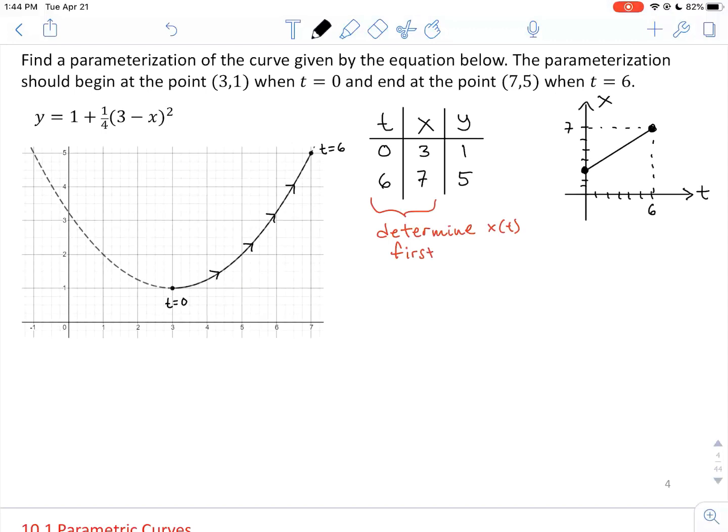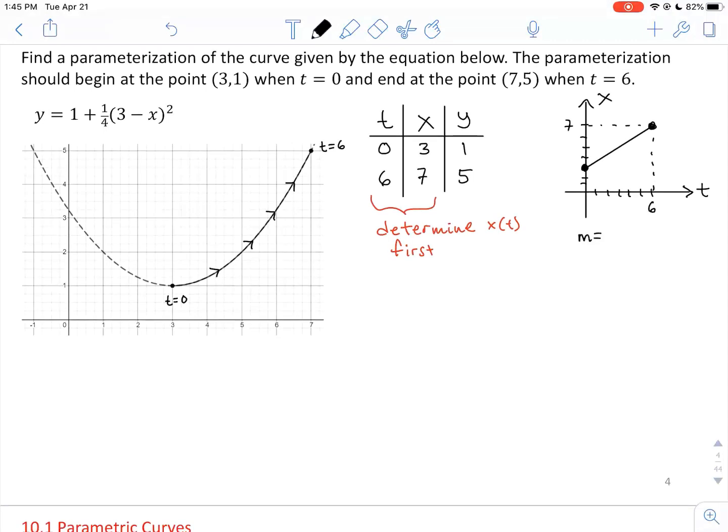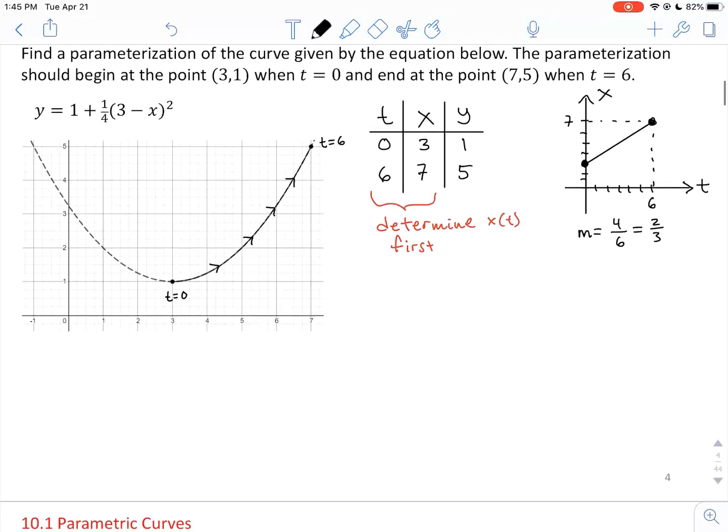Okay, so we want to find the slope. We rose from 3 to 7, so the rise is 4. And we did that as t increased from 0 to 6, so the run was 6. We get a 2/3 slope here. The vertical intercept is 3. So it should be that x of t equals 2/3 of t plus 3.